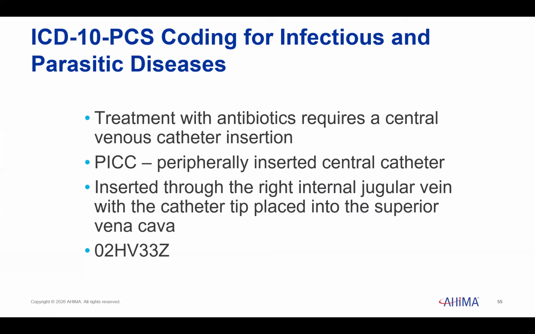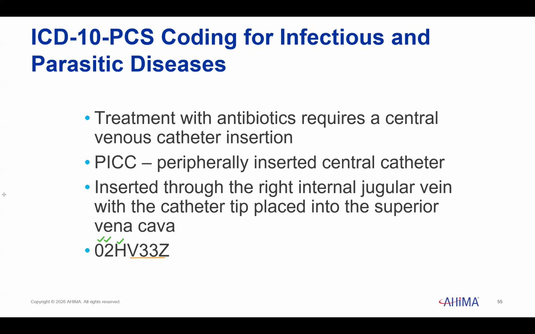So again, sometimes you see these referred to as PICC lines, which stands for peripherally inserted central catheter, and they typically go through the right internal jugular vein. And so you can see here, again, we talked about the 7 characters. We got 1, 2, 3. That will be the table. And then the rest of it will be what we figure out in the table.